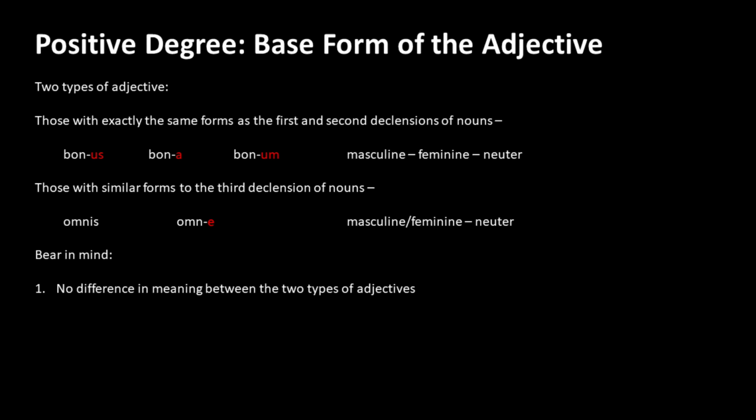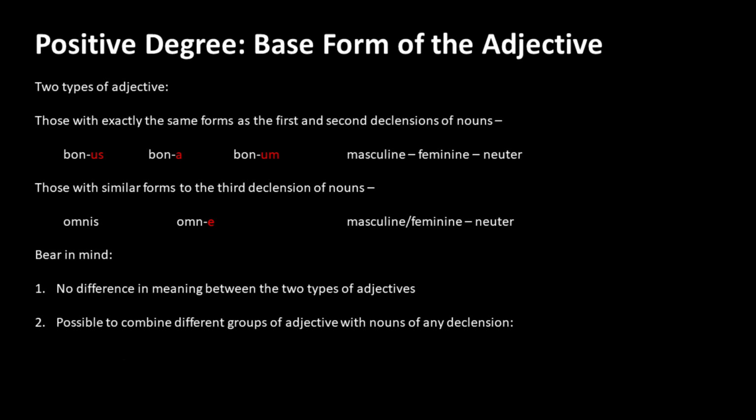For the avoidance of doubt, I will say as clearly as I can that, although there are 2 groups of adjectives in Latin, that is, group 1 adjectives, or those which have identical forms to those of the first and second declensions of nouns, and group 2 adjectives, or those with similar forms to the third declension, there is no difference in function between these 2 groups of adjective. It is possible to combine adjectives from one group with nouns from the other group.